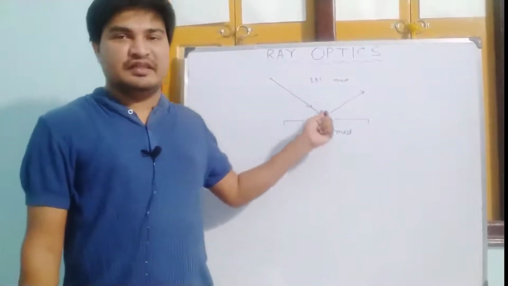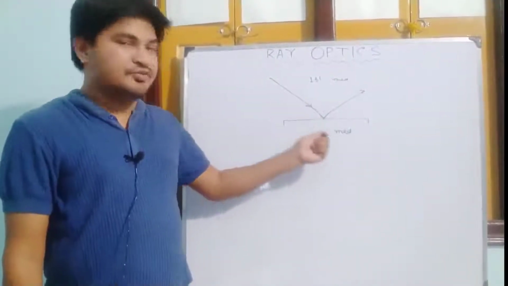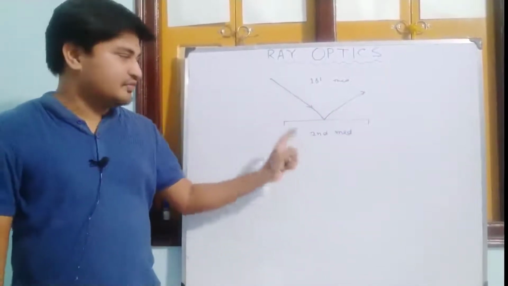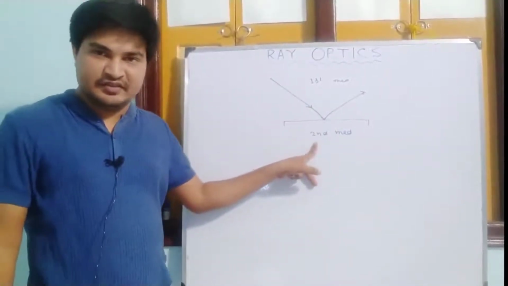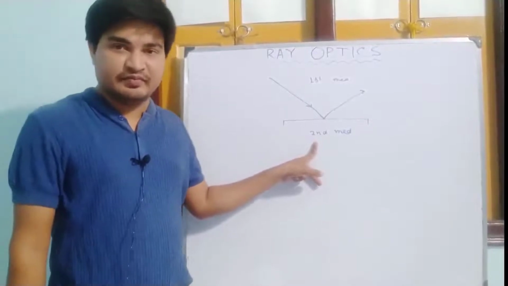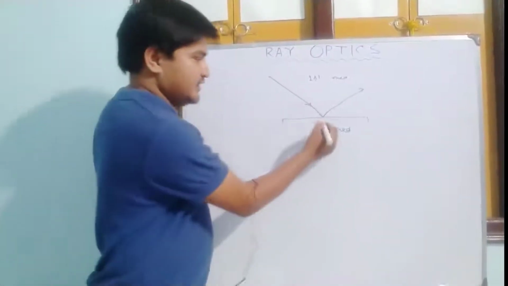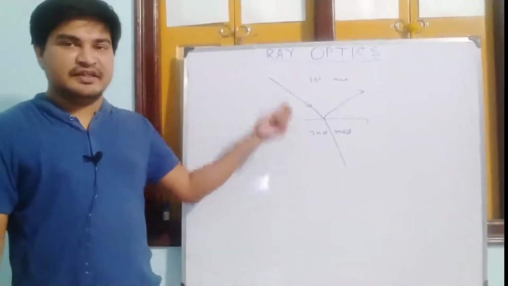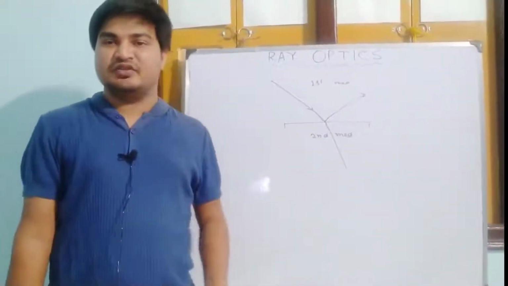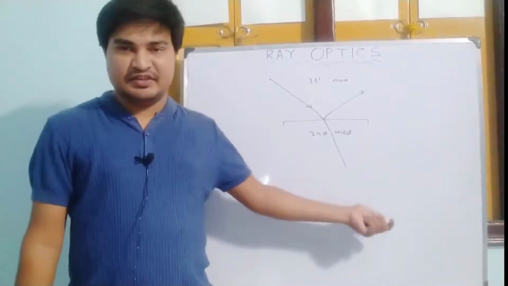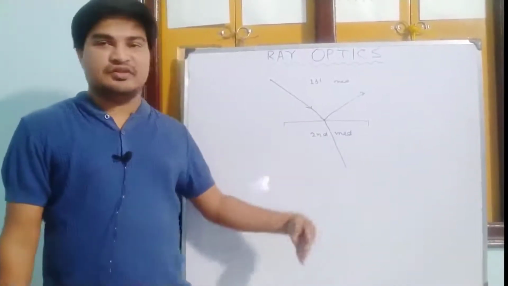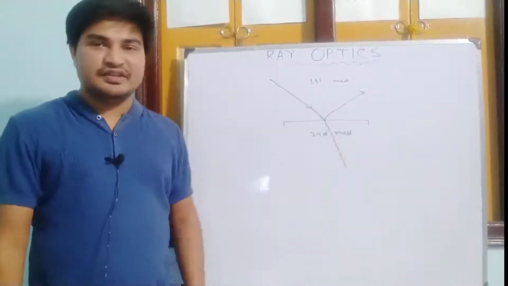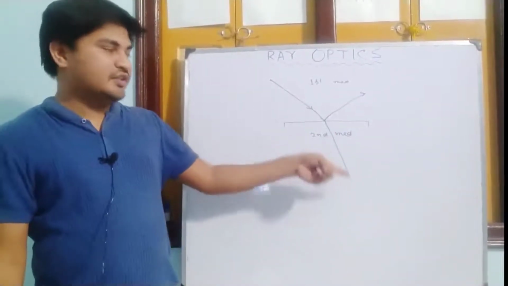Some part of the light energy is absorbed by the surface, and if the second medium is transparent or translucent, refraction will also occur. That is, some part of the light travels through the second medium. In case of transparent, the light will travel completely. In case of translucent, the light may reach the end of the second surface or may not reach.